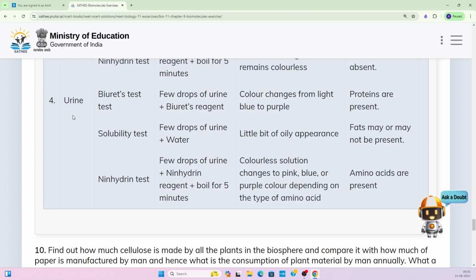Solubility test. Few drops of urine plus water, little bit of oily appearance. So fat may or may not be present. Sometimes it is not present, but sometimes it may be present. Ninhydrin test. Few drops of urine plus ninhydrin reagent and boil for 5 minutes. Colorless solution changes to pink, blue, or purple color depending upon the type of amino acid it is having. So amino acids are present in that.